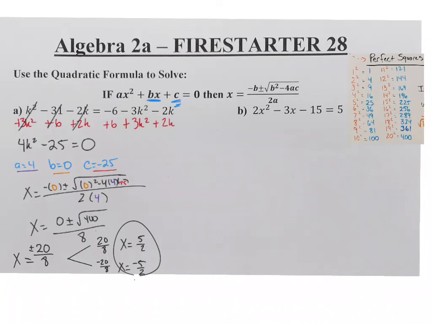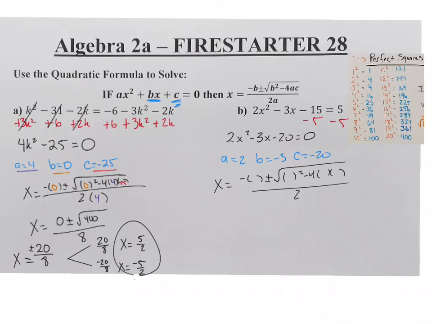Alright, B, exact same concept. I just minus 5 from both sides. I end up with 2x squared minus 3x minus 20 equals 0. Almost done. Now I'm going to find A, B, and C. A is 2, B is negative 3, C is negative 20. Write my formula. X equals the opposite of B, plus or minus the square root of B squared minus 4AC all over 2A.